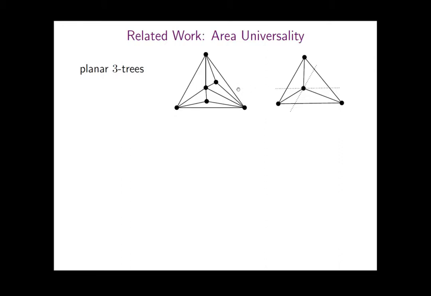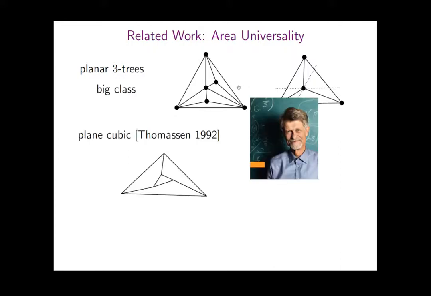So it's very easily seen that this big class of graphs, namely planar 3-trees, is area universal, which is a very strong motivation to study the concept, right? It's kind of pointless to study a concept that doesn't really exist. But there were a few non-trivial results. Thomassen showed in 1992 that plane cubic graphs are area universal. But this paper is very deep, and it has a lot of very long lemmas, so I will not go into this.